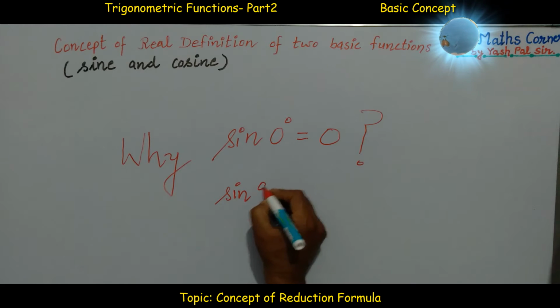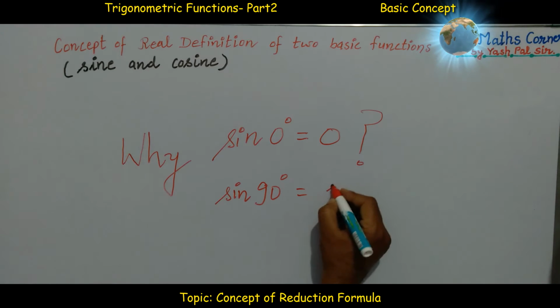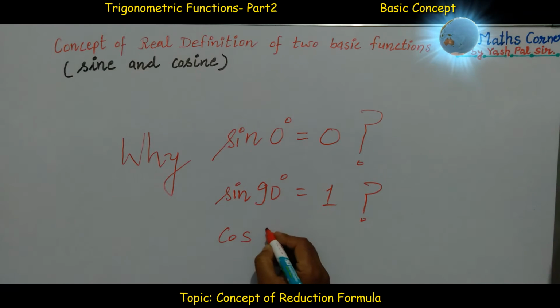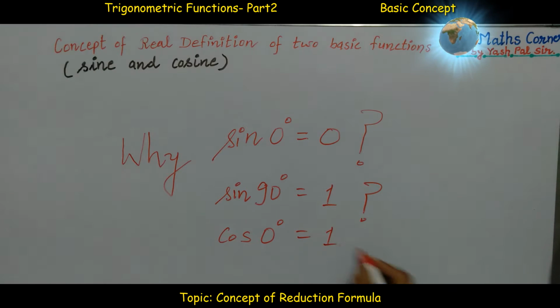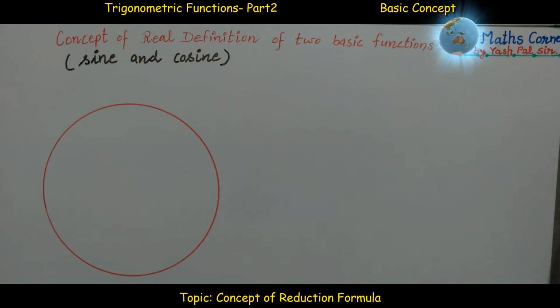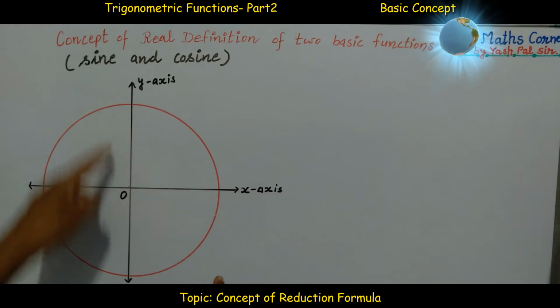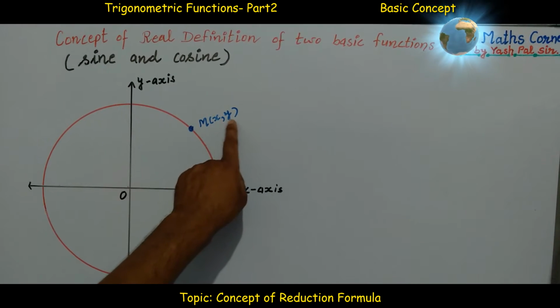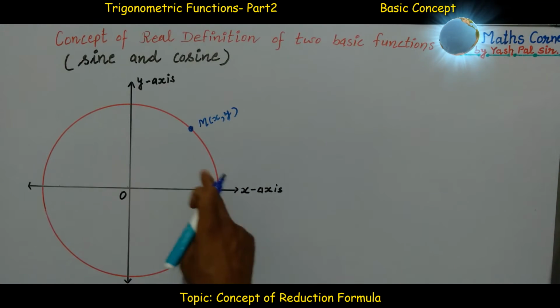or say why sine 90 degree is equal to 1, why cos 0 degree is equal to 1, why we say cos 90 degree is equal to 0. These are very interesting cases. Let us discuss them. For this, once again consider one circular path, x-axis and y-axis, the coordinate axes. M having the coordinates x, y is any moving point on this circular path.